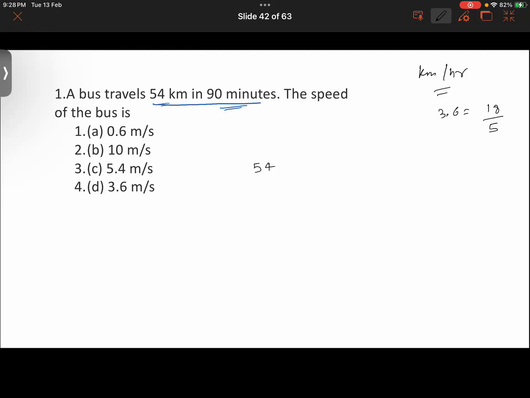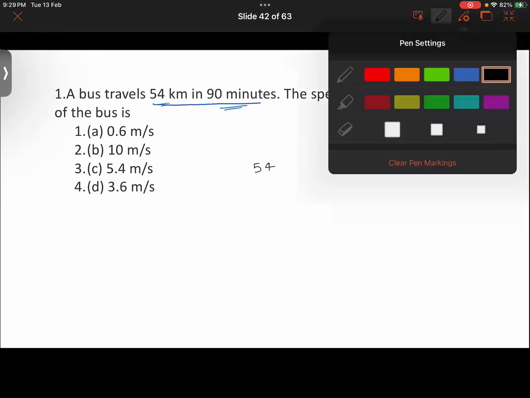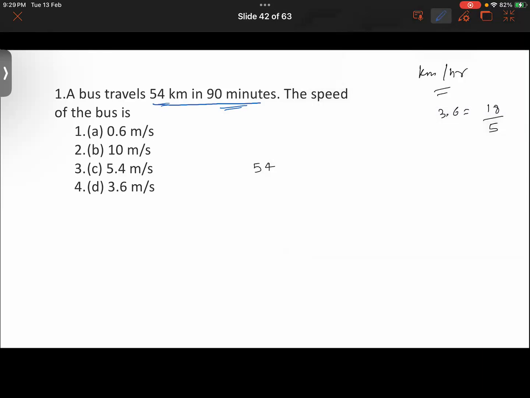So done? Yes, what value are you getting? The first one, 0.6 meter per second. First one. Okay, I'm afraid it might be wrong. Sundus, please look at the process which you have followed. Option A is not correct.